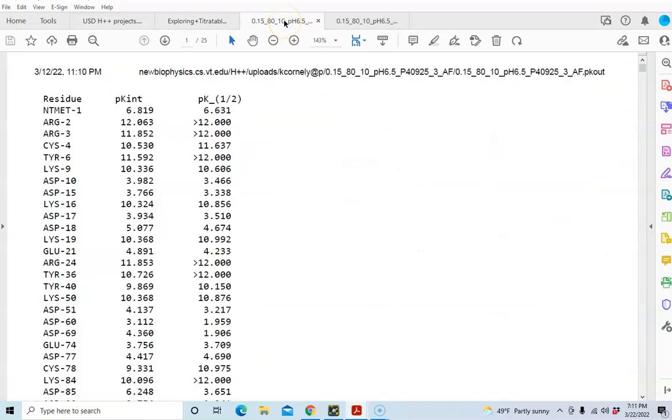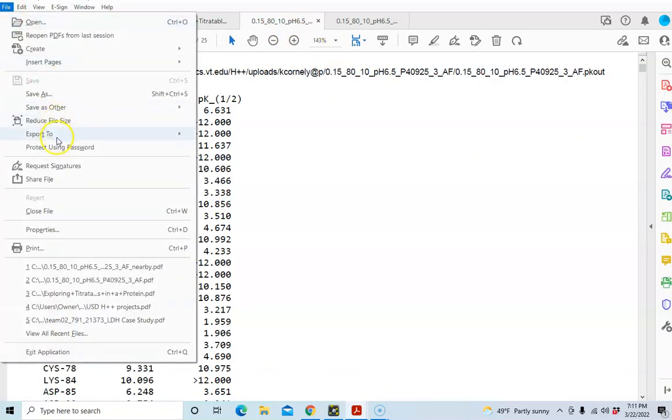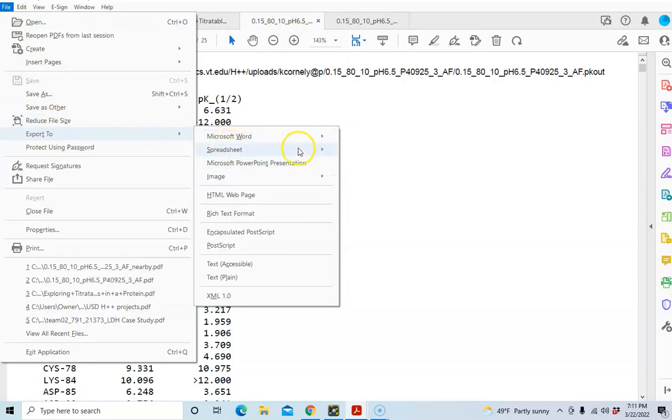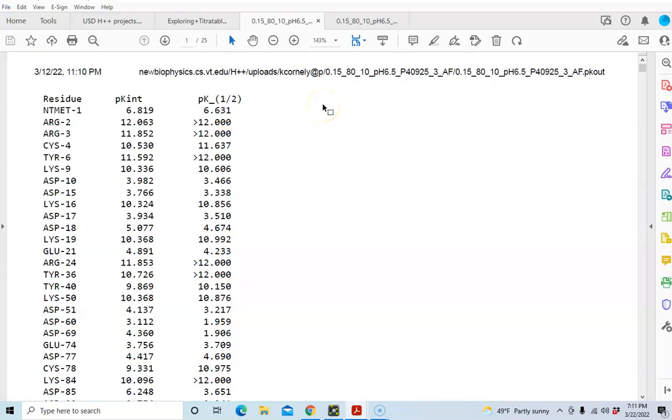Here is the first PDF that I downloaded. If you want to, you can export this to Microsoft Excel. I'm going to leave this in the PDF file for now. I think it's a little bit easier to navigate, but that is something that you can do. The way this works is this is the first file, and it lists all of my titratable amino acid residues and their positions on the protein.